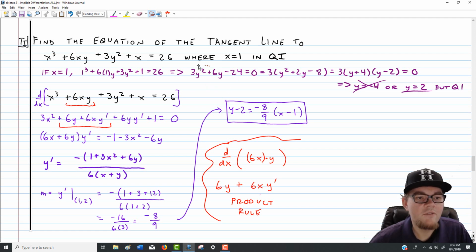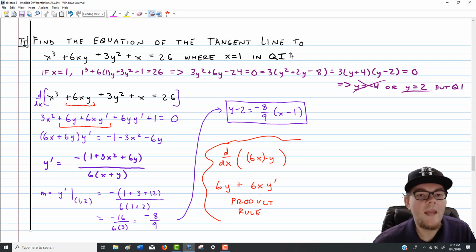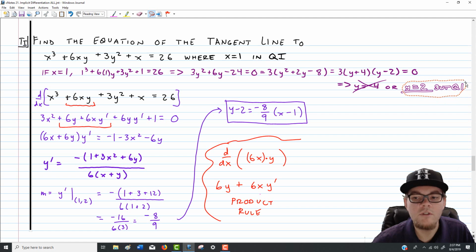When I did, I was left with a polynomial, and in particular this polynomial is a quadratic in terms of y. And that quadratic in y actually factors to (3y + 4)(y - 2). That means the only y values that satisfy this equation are either negative 4 thirds or 2. But since our point had to be in quadrant 1, our y value had to be equal to 2, which means our point of tangency is actually x equals 1, y equals 2.